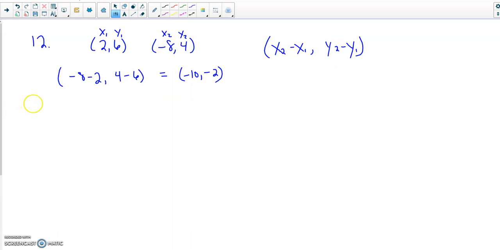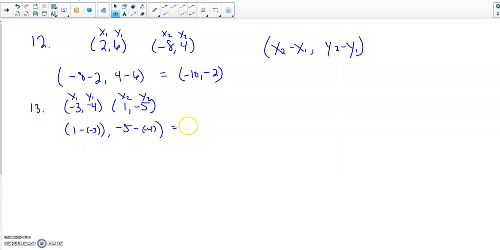Okay. Don't you like it when math is just so simple? So -3 and -4. And then, I lost my spot. And then 1 and -5. Again, x1, y1, x2, y2. So 1 minus a -3. Oopsies. And then a -5. I think I have way too many parentheses there. Minus a -4. Whoops. Okay, and so that's just going to be what? 1, that's a plus, so we're going to get a 4, and then a -1.